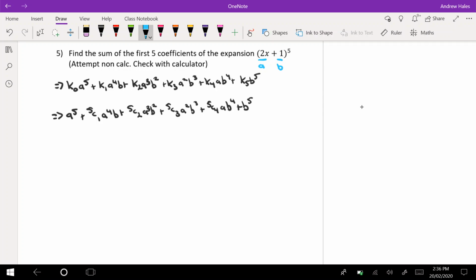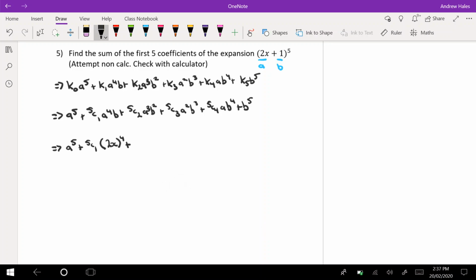I always like writing it in just general a and b to start off with, because after that, it's going to be much easier for us to just substitute the values in instead of trying to figure it all out at once. So now we've got just a to the 5, that's going to be easy, plus 5c1, and then that's going to be 2x to the 4. And since b is 1, we don't have to worry about that. B to any power is just 1, so we don't have to write that for the rest of the equation, essentially.